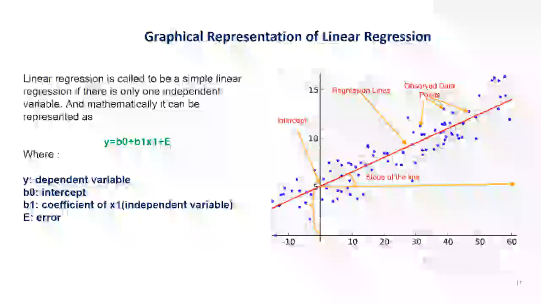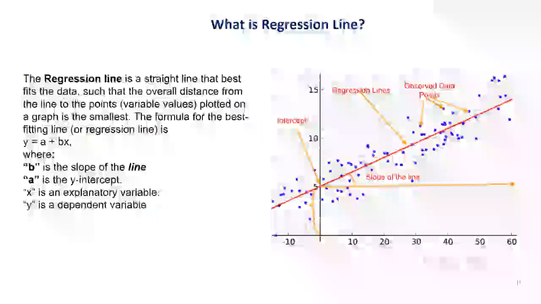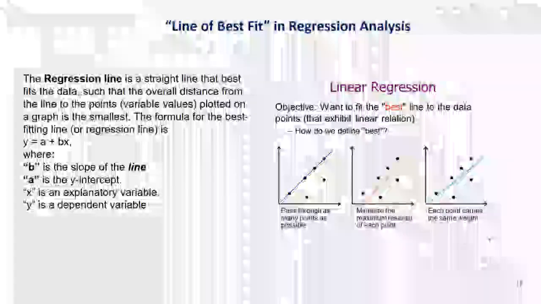Okay, so now just see, this is the same thing, with the dependent and independent variable. Now there are three things that can happen.